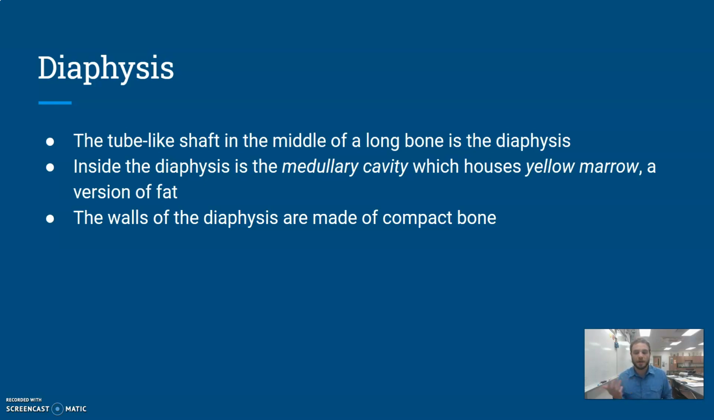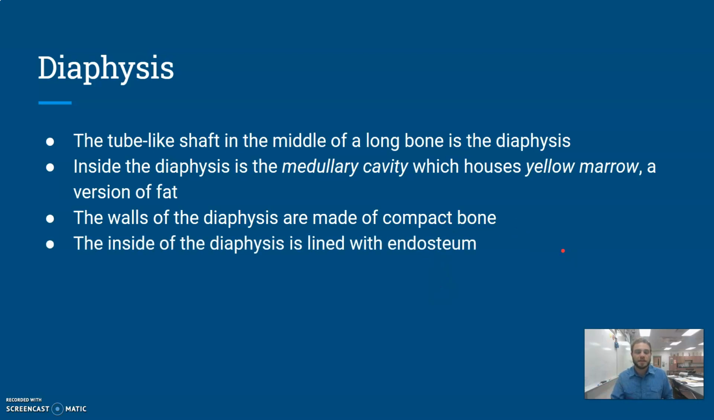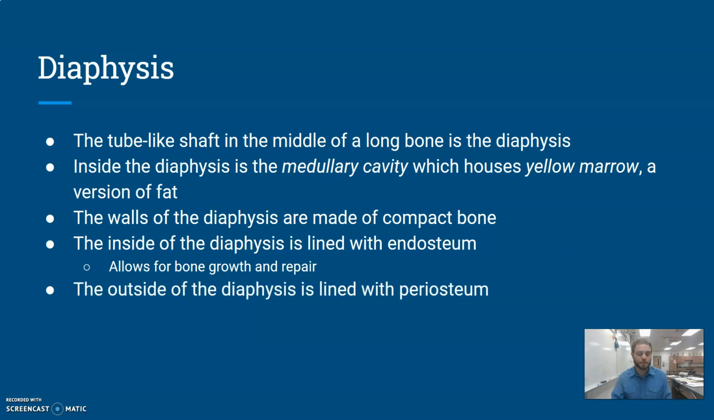We already talked about what that compact bone looks like. The inside of the diaphysis, so you think this is going to be the lining of the medullary cavity, is going to be lined with what's called endosteum. This is where a lot of bone growth and repair is going to take place. There are two primary cells responsible for repairing and growing bone. We'll take a look at those at a later date.